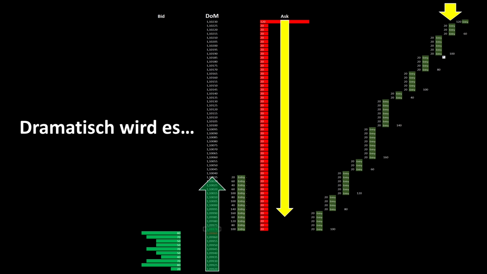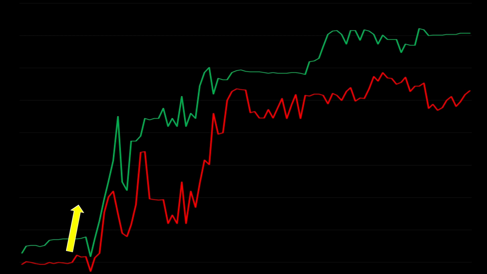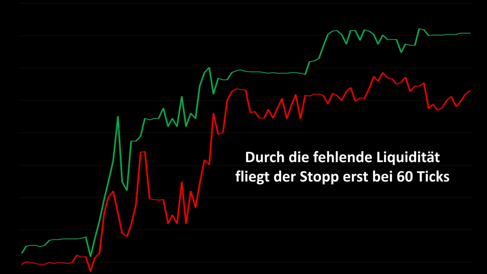Another danger lurks within the price trend of a breakout. Here we see the best bid and best ask price within the first minute of a breakout. First, the price goes up. You enter here, but you are only executed here. Your stop is at 40 ticks and then the price goes down. But it is not the best ask price that is decisive but the best bid price, as the stop consists of a market sell order that runs into a limit buy order. Due to the lack of liquidity, the stop only goes off after 60 ticks, and in this case, you would have lost 50% more than you wanted.